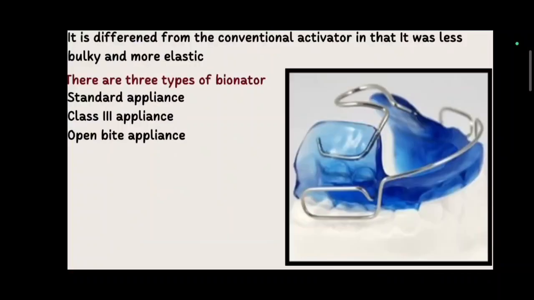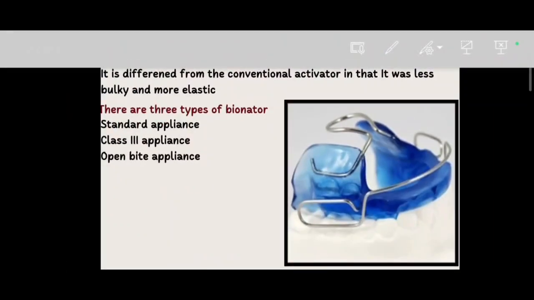Okay. So what is Bionator? Let's understand with the basic definition. Bionator is a functional orthodontic appliance which is developed as a modification of the conventional activator. The main difference is that it is less bulky and more elastic and comfortable for the patient. So the patient can wear it more easily compared to the traditional activator. Here the exam point is: Bionator is a less bulky and more elastic modification of the activator.